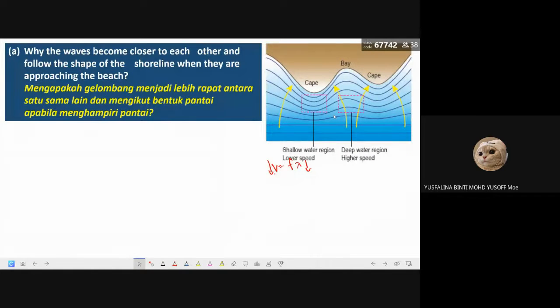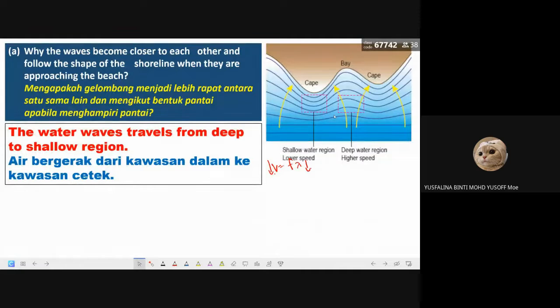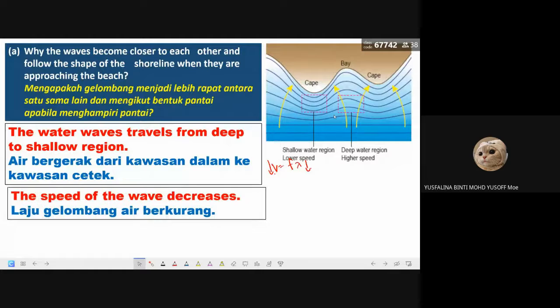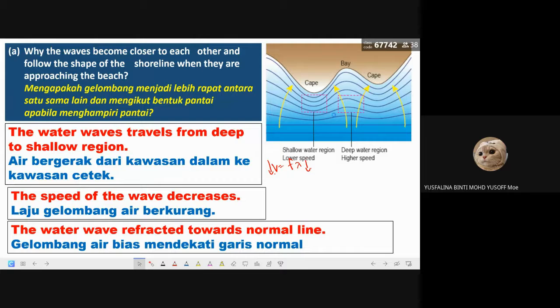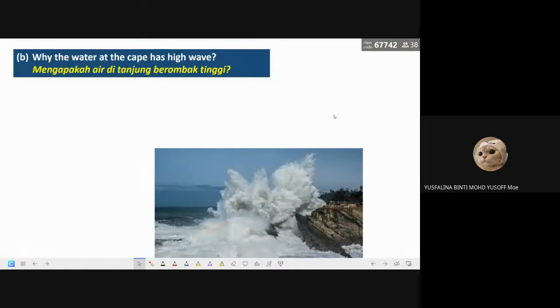All right, so here it says why the wave becomes closer to each other and follows the shape of the shoreline when they are approaching the beach. This one is because it moved from the deep area to the shallow area, so the speed of the wave will be decreased. So it will refract towards the normal line. That's why it will follow the shape of the beach, or the seashore there.